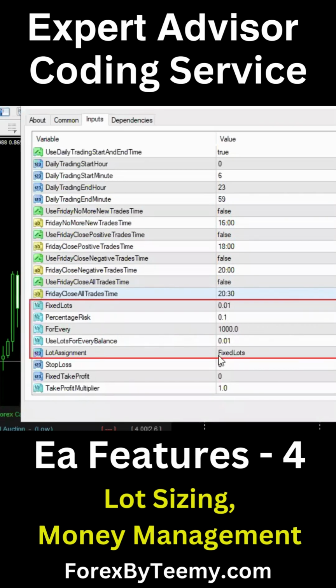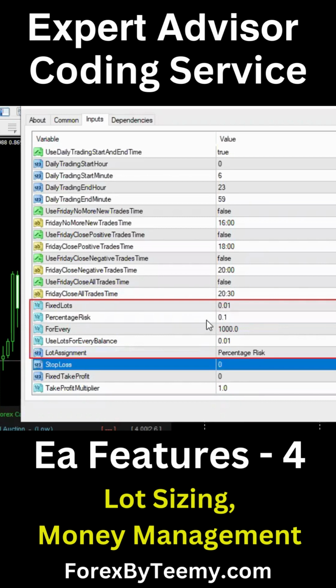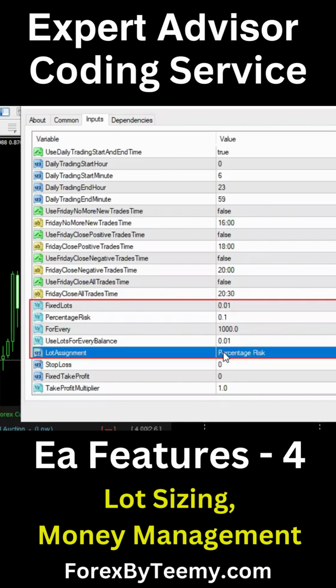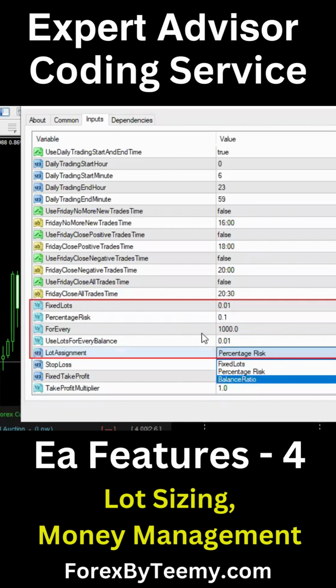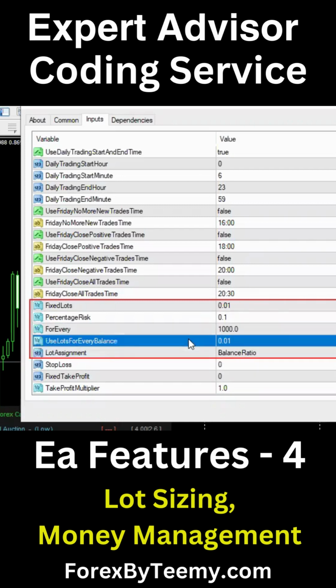So we're going to use fixed lots. We're going to use this value of the fixed lots, and if you're going to use percentage risk, we're going to use this percentage of the account based on what the stop loss is. Next, we want to use the balance ratio: for every, let's say, $1,000, you use 0.01 lots.